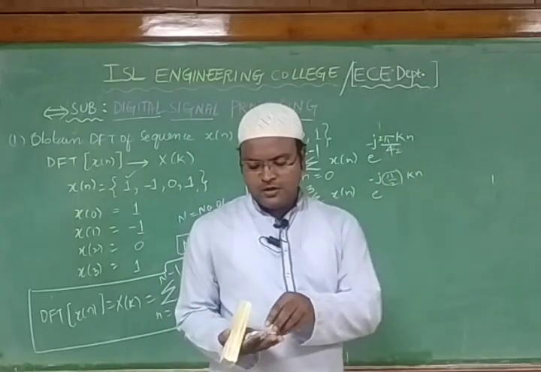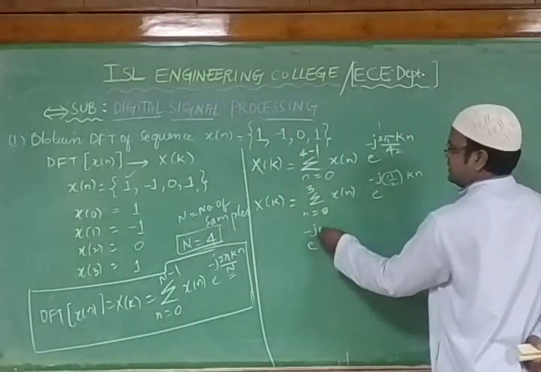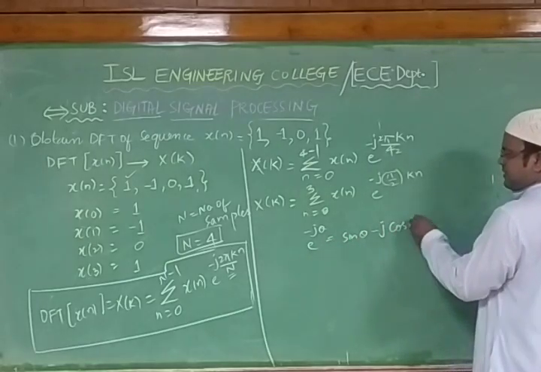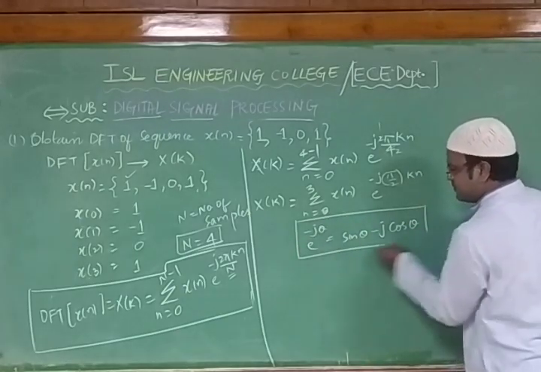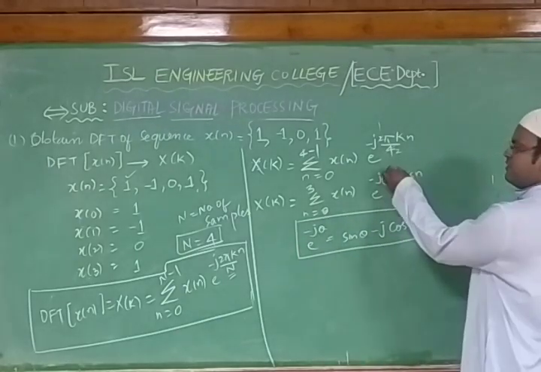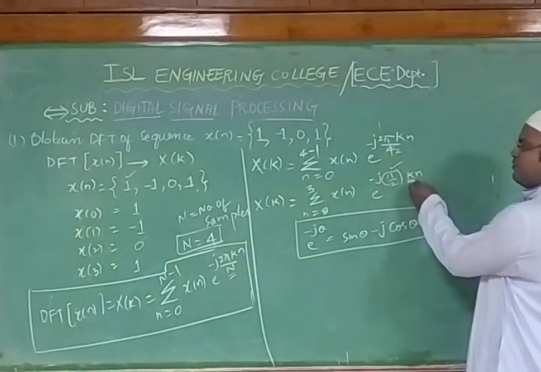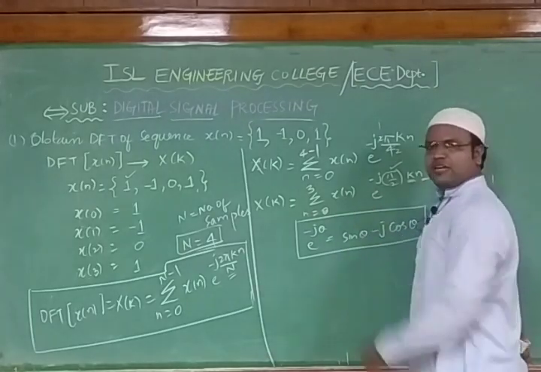So we know e power minus j theta, we can write as sin theta minus j cos theta. So by using the exponential factor, we are applying this. Right? Here we gave the factor, we need to apply this factor. Before doing it, we know the value of k and we know the value of n. So these two values we are keeping as it is.